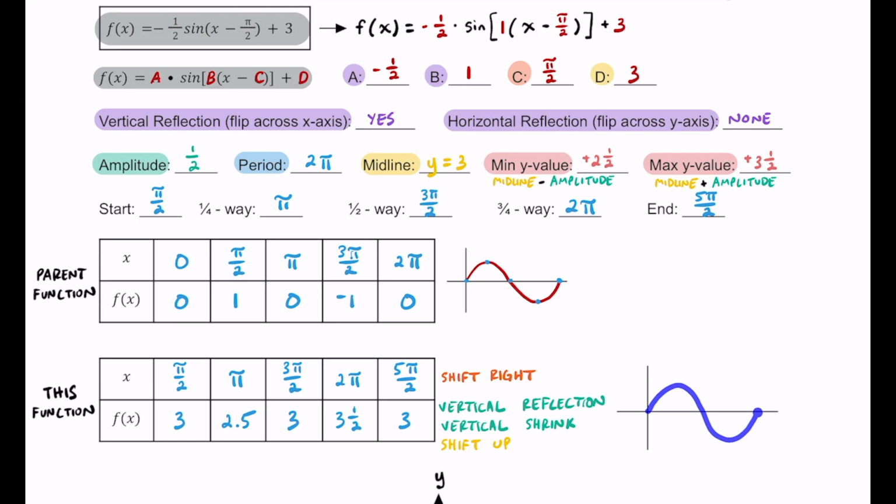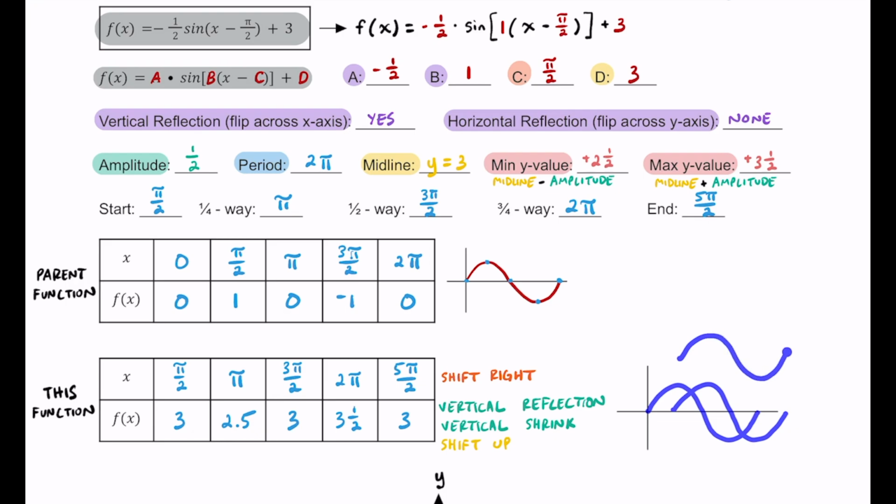But what did the effect of the c value of positive pi over 2? That just told us we're shifting everything to the right, so then we would have this new function over here to the right. Not only that, the whole thing needs to shift up 3 units, so you could go ahead and move this whole thing up 3 units, so it would look like it's over here.